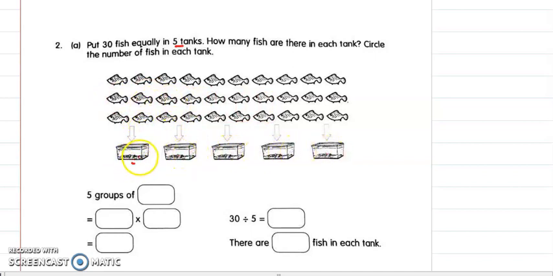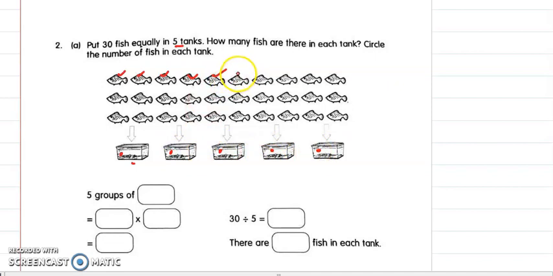So what we need to do is, as there are a total of 5 tanks, I will choose 5 fish and put 1 in each. So let's choose these 5, 1, 2, 3, 4 and 5, and put 1 in each. So here will be 1 here, 1 here, 1 here, and 1 here.